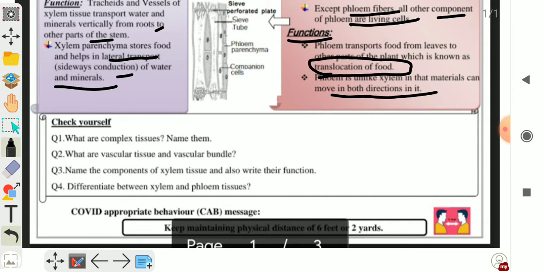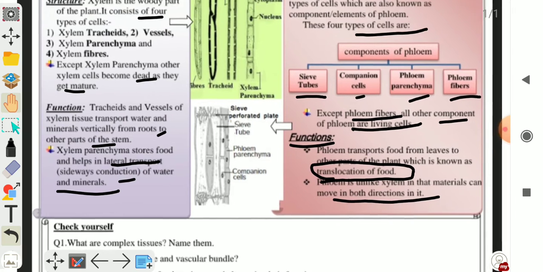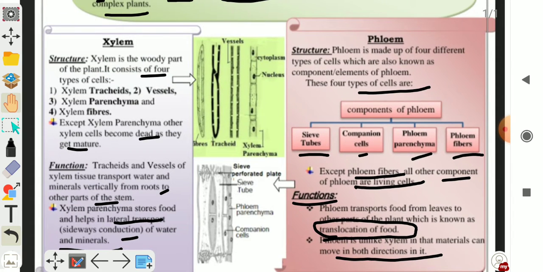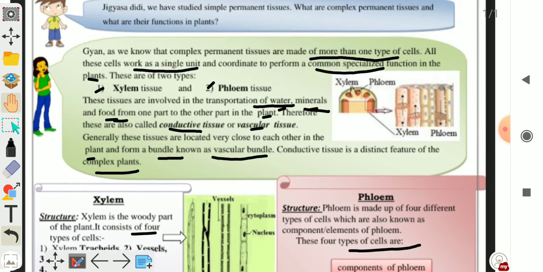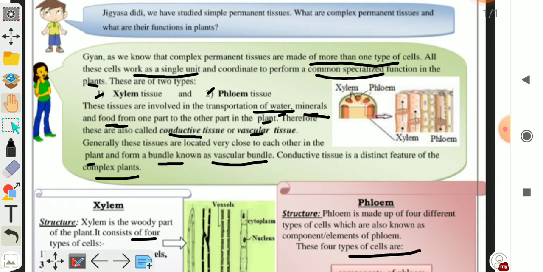First question is, what are complex tissues? Name them. Complex tissues are made up of more than one type of cells, and all these cells work as a single unit and coordinate to perform a common function. These are of two types. First one is xylem and second one is phloem.